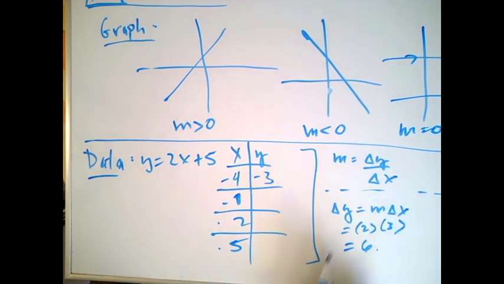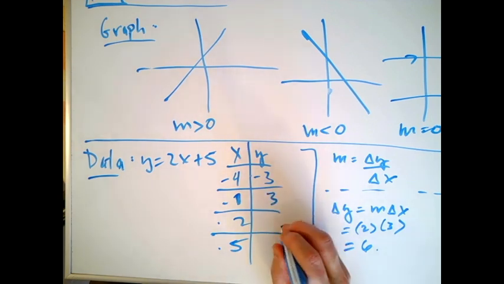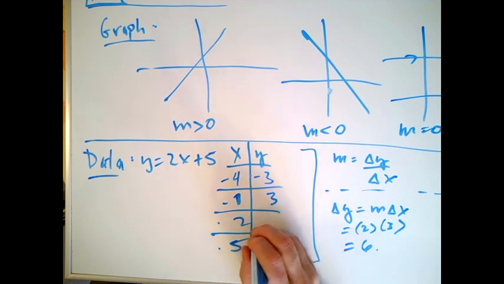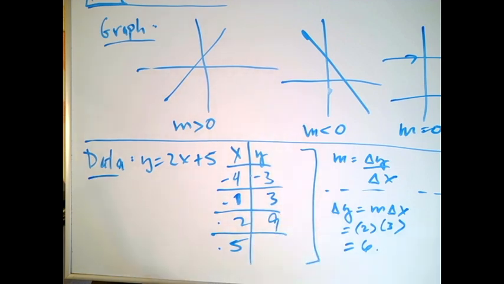Now, this is delta y. What is that? That's the difference between every y value and the previous one. If you want to start going forward, you need to add 6 each time. So for example, if I add 6 here, I get 3. If I add 6 here, I get 9. Add 6 here, I get 15.